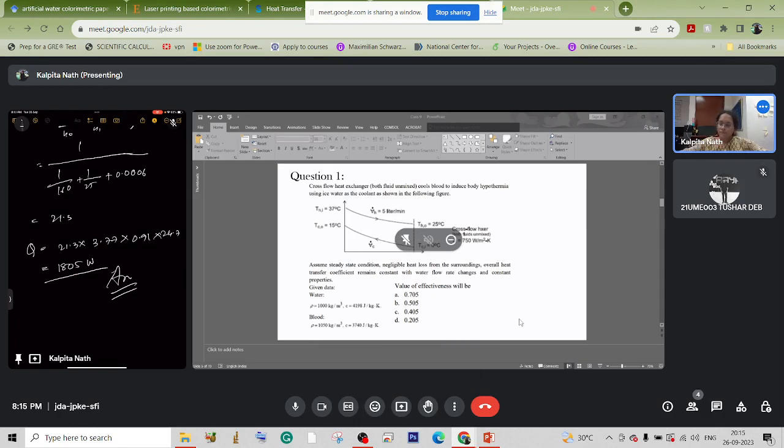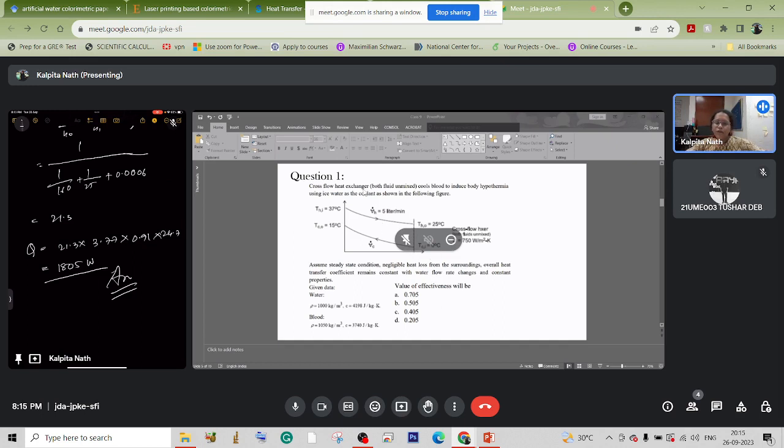So in this question, what is being said? There is a cross flow heat exchanger, and it is for cooling blood. I have already done two same questions, but he has asked you to calculate something else. So that also you need to calculate here, and the next part of this is to calculate the effectiveness.